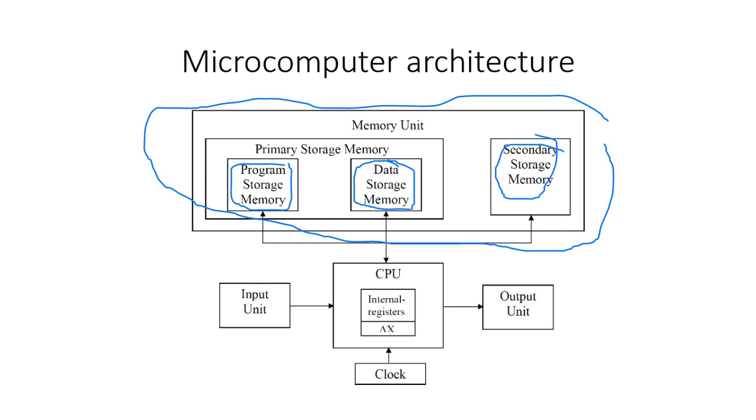So program, like the code, the instructions, the programming language. We can use different languages like C, C++. You already finished the codes. We can write in Fortran, Basic, Java, MATLAB, whatever it is. This is saved in the program storage memory. And sometimes we have some data that we have to process. So that is data storage memory, and then there is secondary storage memory.